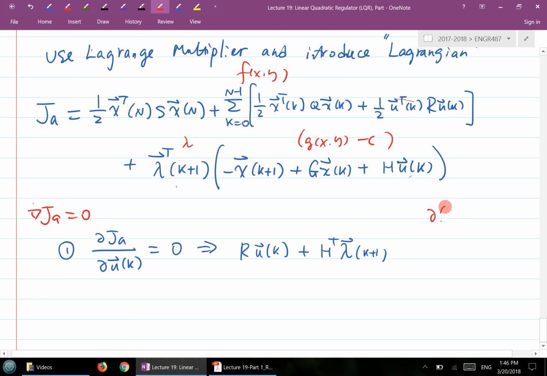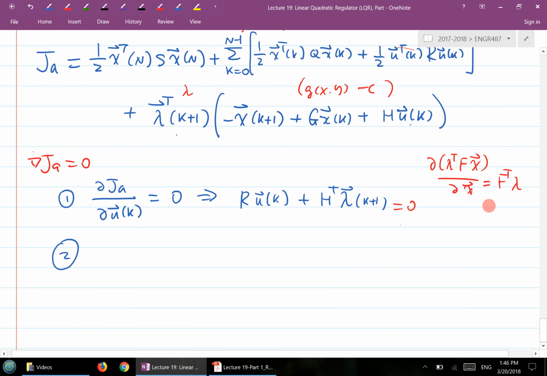Here there's another matrix calculus rule. If you have the partial of lambda transpose f(x) divided by partial x, it gives you f transpose lambda. You see lambda transpose H times u is the same format. When you take a partial derivative with respect to u, you get H transpose lambda. So this is the first equation, set equal to 0.